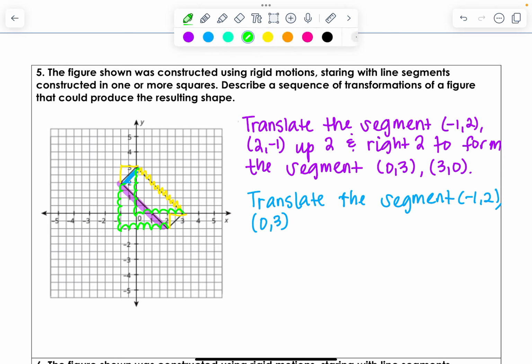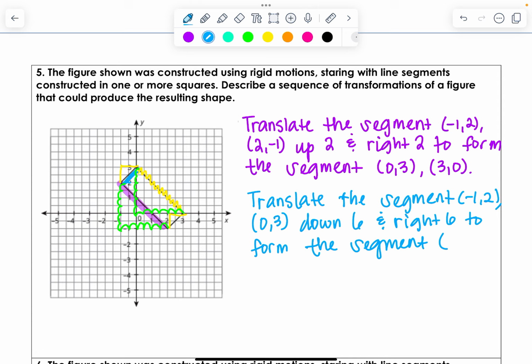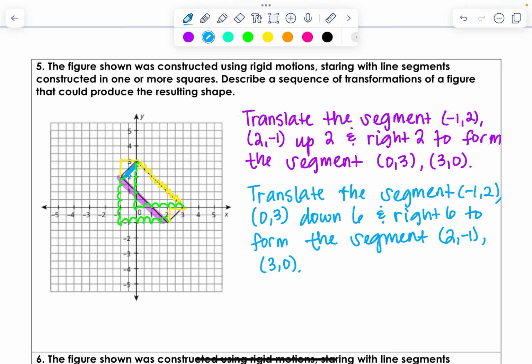So down 6, and right 6 to form the segment 2, negative 1, 3, 0. All right, fantastic. So I included the rigid motion, I included the vertices, the coordinates, and how the thing needed to move.